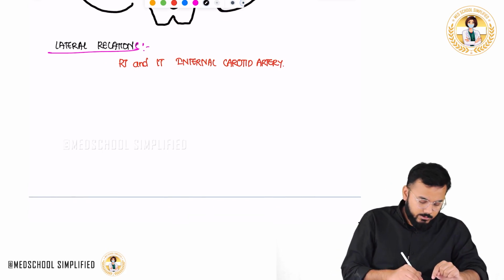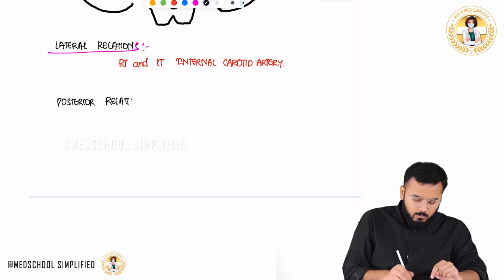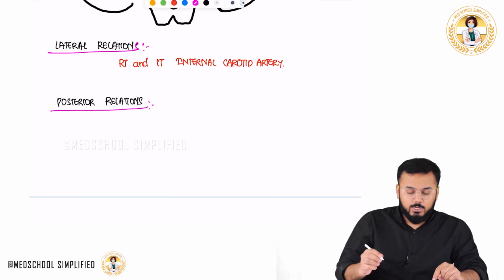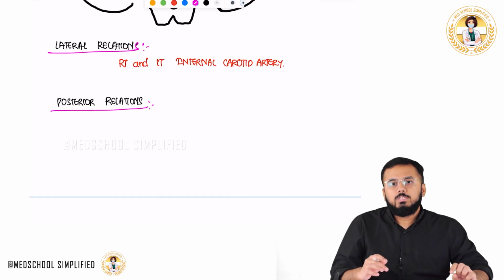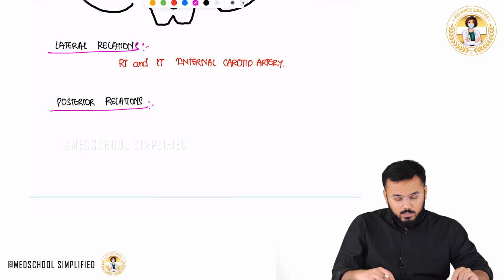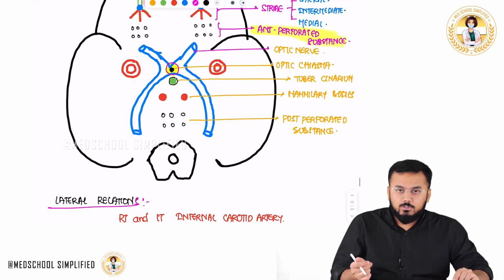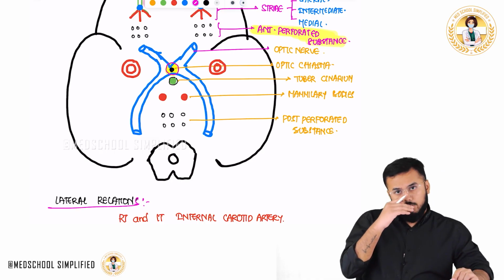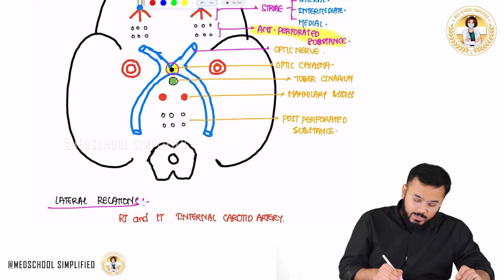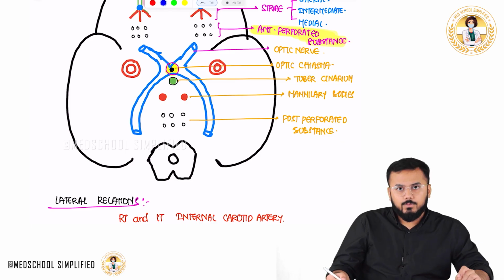Now after this, next we have got something called as posterior relation. What are the posterior relations of this optic chiasm? Now by looking at the picture, you tell me what are the posterior relations, guys. For example, this is optic chiasm. Behind the optic chiasm, whatever is there, that will be the posterior relation, right? Now behind the optic chiasm, what do we have? This particular part is called as tuber cinereum, right?